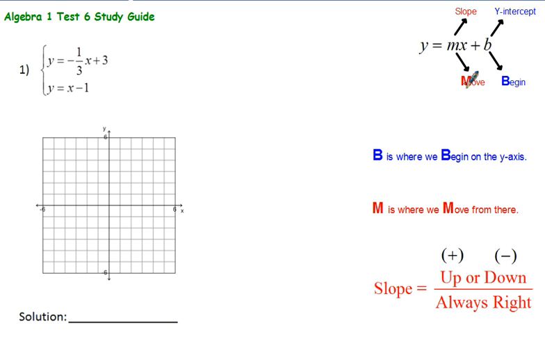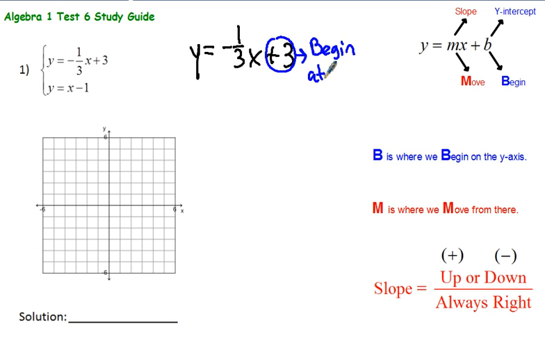And how you move is you move up if it's positive, down if it's negative, and then you're always moving to the right. So I'm going to rewrite this, not that you have to. Let's graph the first one, y equals negative 1/3 x plus 3. My y-intercept is a positive 3, so that says to begin. And we always begin on the y-axis, right? So we're going to begin at 3. So I'm going to go up 1, 2, 3, and again that's always on the y-axis.